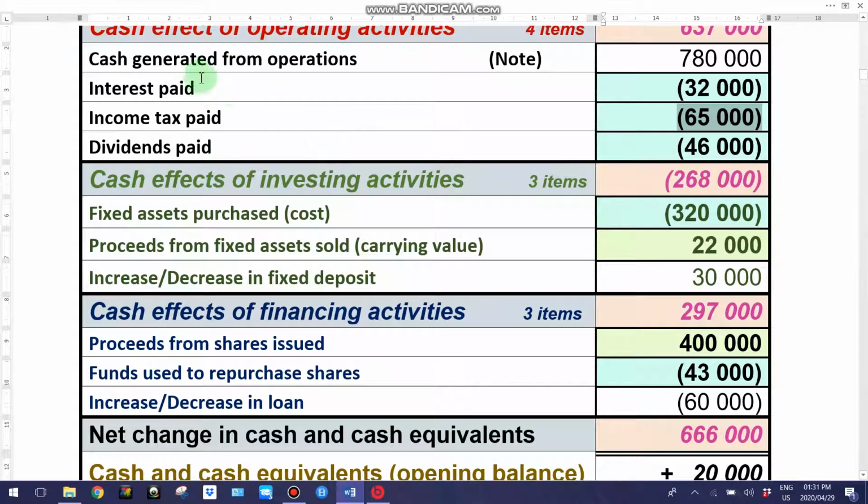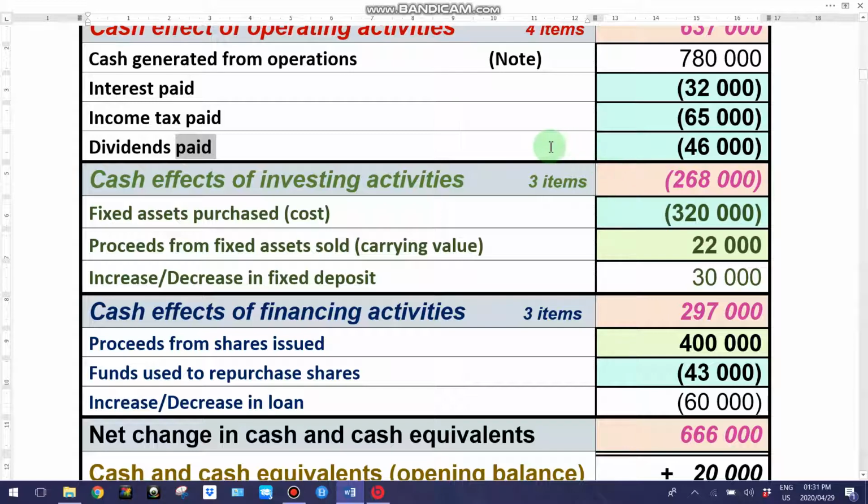And the last item on this list, number 4, is dividends paid. Dividends paid, I want you to think of the same argument as I have discussed under tax paid. This dividends paid, it's the amount that I paid to shareholders in the form of dividends. It's not the dividends for this financial year.